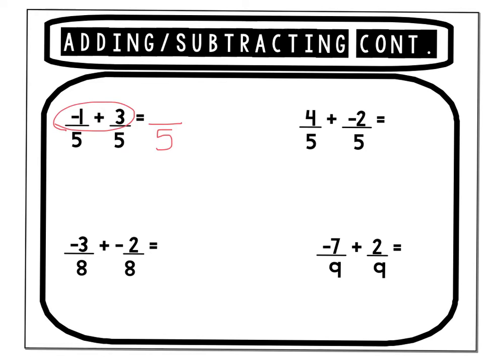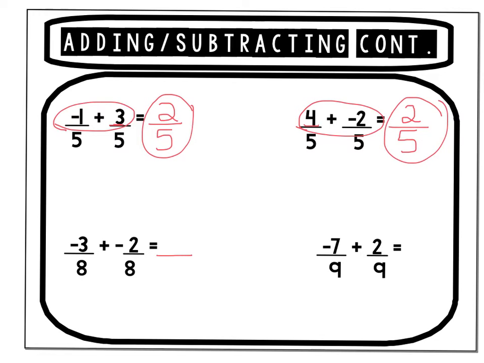Since they're different signs, we end up subtracting. 3 minus 1 gives us 2, and there are more positives than negatives, so it stays positive. Our common denominator is 5. Since they're different signs, we subtract. 4 minus 2 takes us to 2, and there are more positives than negatives.